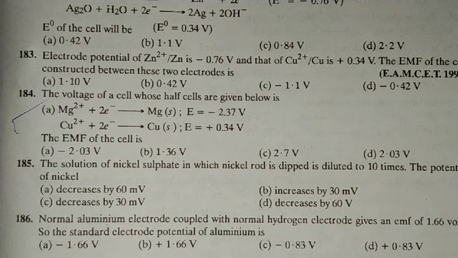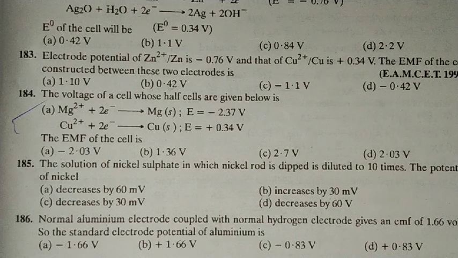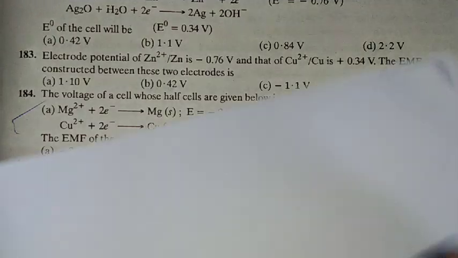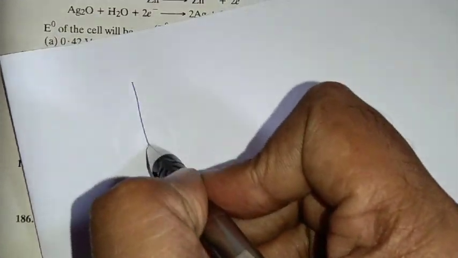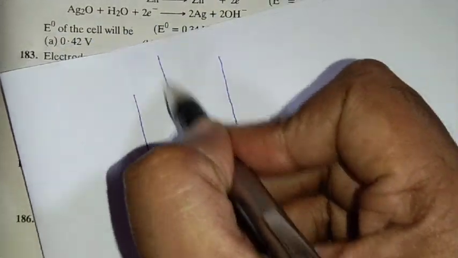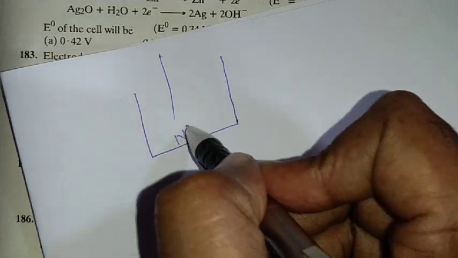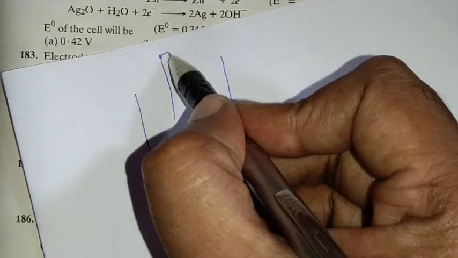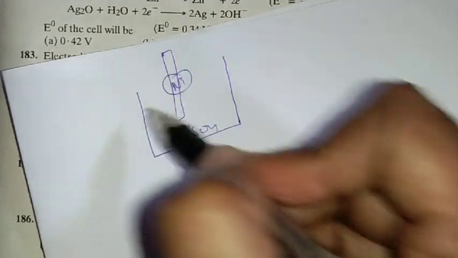And this is another important model. The solution of nickel sulfate in which a nickel rod is dipped is diluted 10 times. The potential of nickel is? So this is an important model, diluted questions. Just imagine one half cell is there. In that it contains nickel sulfate and it contains the electrode, that is nickel.